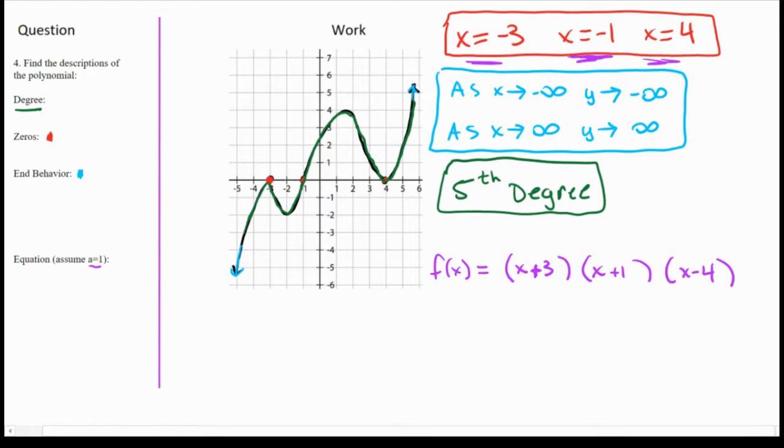Now I've got to look at these one more time. When it's at -3, I see that it bounces off of that point, meaning I know that's going to be squared. Same thing at +4, it bounces, so I know that it's going to be squared. And then the last thing I have to do is make sure that since we're starting uphill, I know my a value is positive, so I don't have to put a negative in front. And there's my equation.